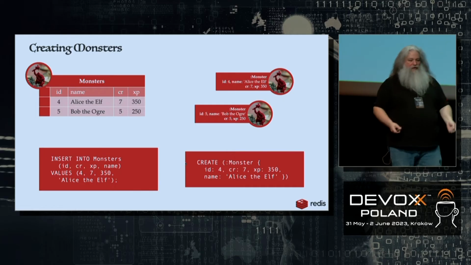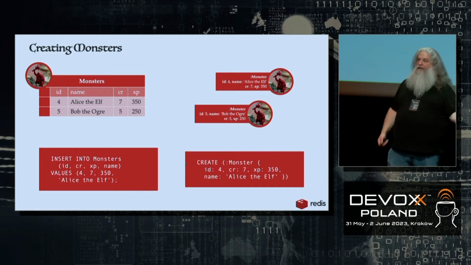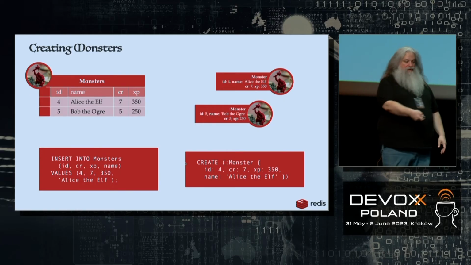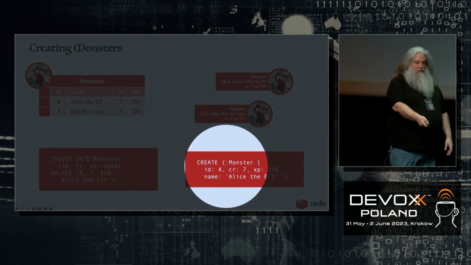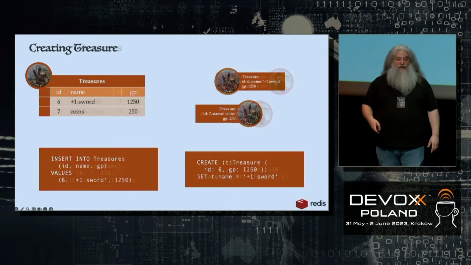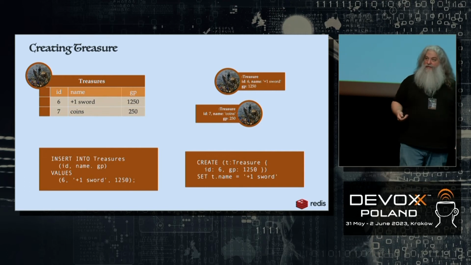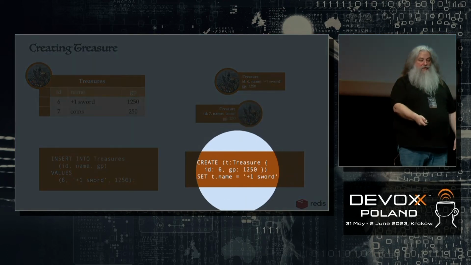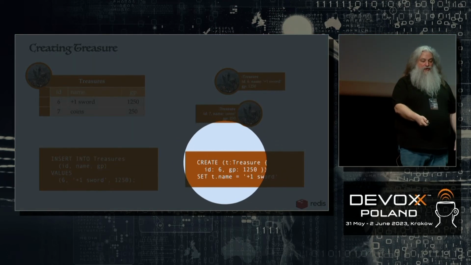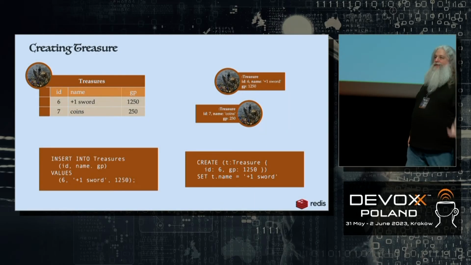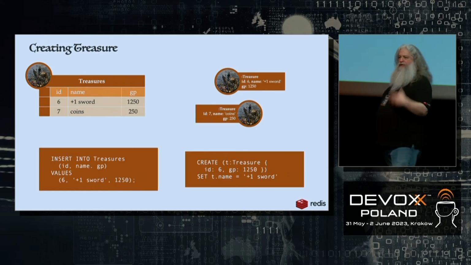And so here we're creating monsters the same way we created rooms, but I'm using this new syntax down here on the right without assigning to a variable. And here I'm creating treasure, and it's the same syntax here again, but I'm mixing them together. So here I'm creating t:treasure, giving it a couple of properties in the create, but then I'm setting another property after that. And so you can mix and match these.